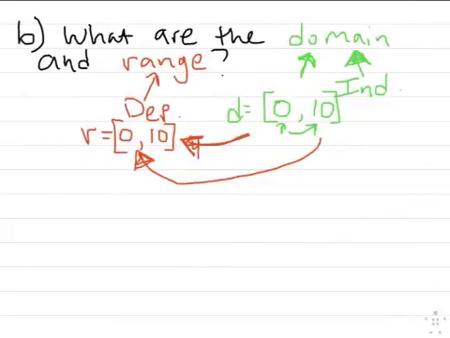So let's quickly just remember this stuff: domain is the independent variable, range is the dependent, what you get out of it, okay? Great.